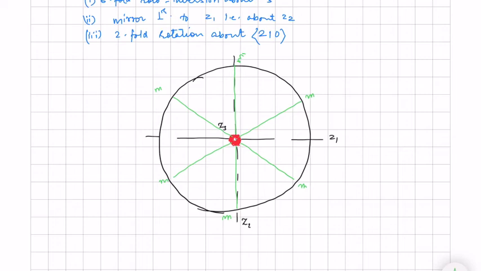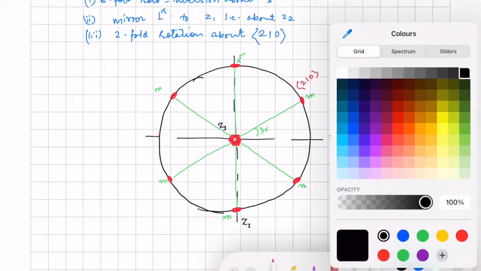So the 2-fold rotation is also about this one, okay? So for a 2-fold, since this is at an angle of 30 degrees from the x-axis, the 2-fold rotation is also about this, since this corresponds to the 2-1-0 direction as well. So these are the 2-fold rotations. So let us start with the points.